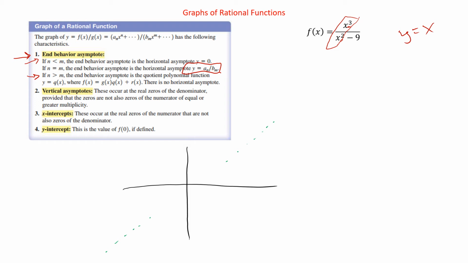The vertical asymptotes happen when the denominator equals 0. So x squared minus 9 equals 0. We already saw this. We can add the 9, x squared equals 9, so we get x equals plus or minus 3. So we have 1, 2, 3, 1, 2, 3. We're going to get our vertical asymptotes here.